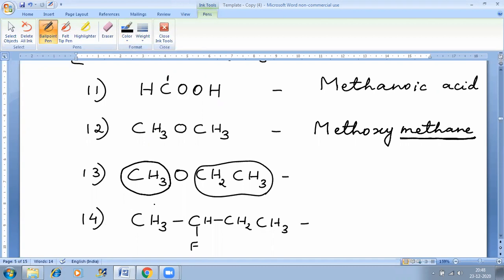So if I look at the 13th example, this side has more number of carbon atoms. There are two carbon atoms. And on the left hand side, I have only one carbon atom. So the right hand side of oxygen has a larger number of carbon atoms, and that is 2. So I will write ethane because it stands for 2 carbon atoms. And the other portion has only 1 carbon atom, so I will write methoxy. So the name is methoxyethane. This portion has a larger number of carbon atoms.